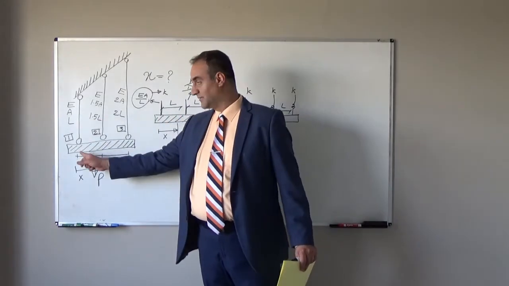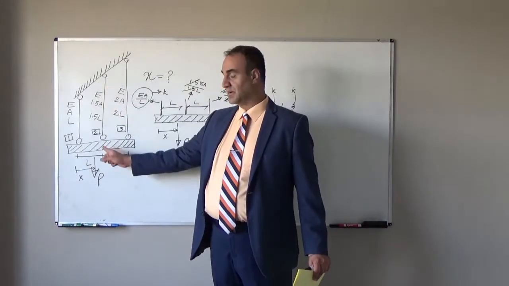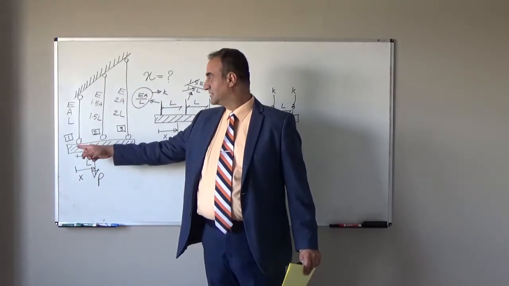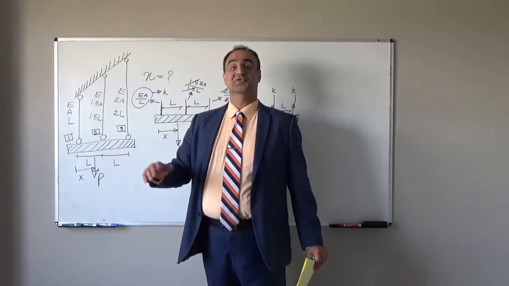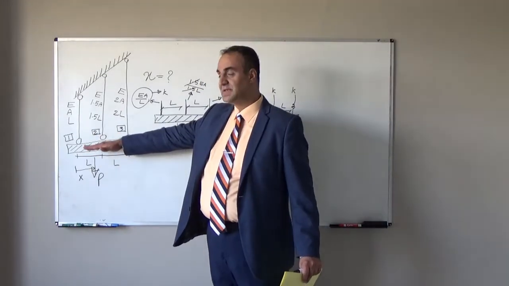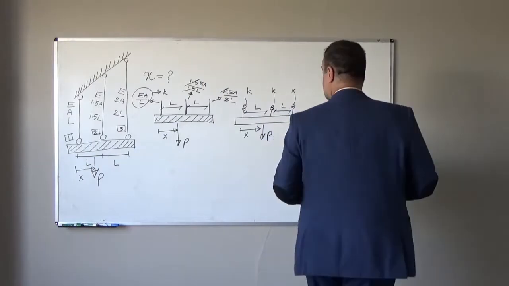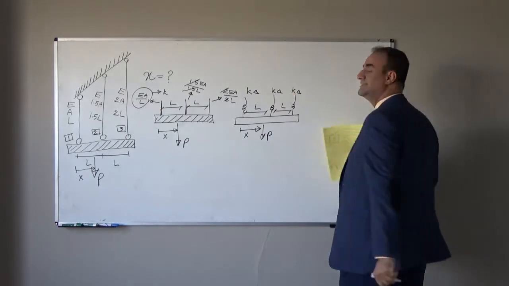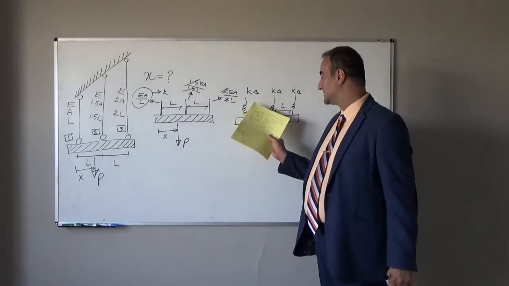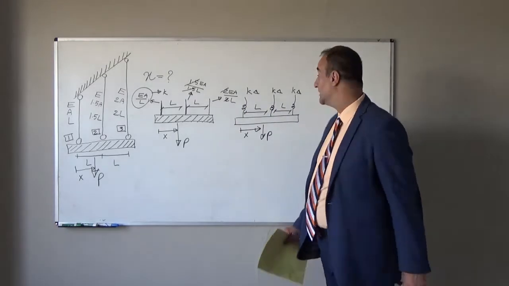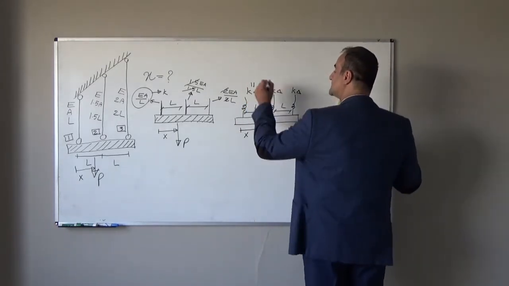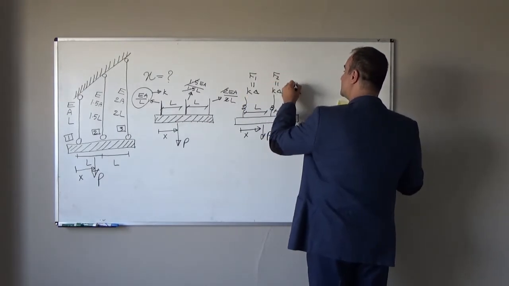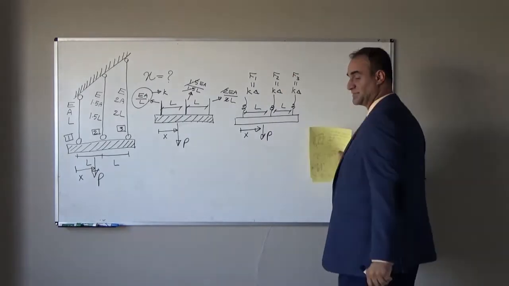Deformation for bar number 1 should be equal to deformation of bar number 2. That should be equal to deformation of bar number 3, so delta 1, delta 2, delta 3 should be equal. In that case, this beam will move down only. So if the deformation in this one is delta, this should be delta, this should be delta. Stiffness times deformation is force. So force in spring number 1 is F1, force in spring number 2 is F2, force in spring number 3 is F3.